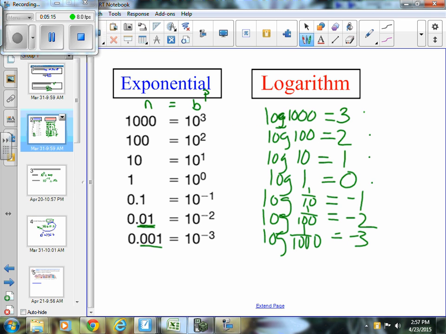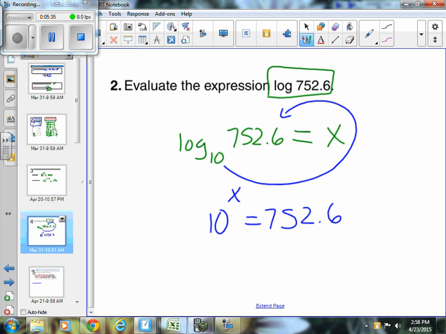Let's go back to our powers of 10 chart. 10 to the third is 1,000. 10 to the second is 100. So our answer for what we're doing has to be somewhere between a power of 2 and a power of 3, because our number, 700 and whatever, is between 100 and 1,000. Probably a little bit closer to 1,000. Okay, so how can we figure out what that is?